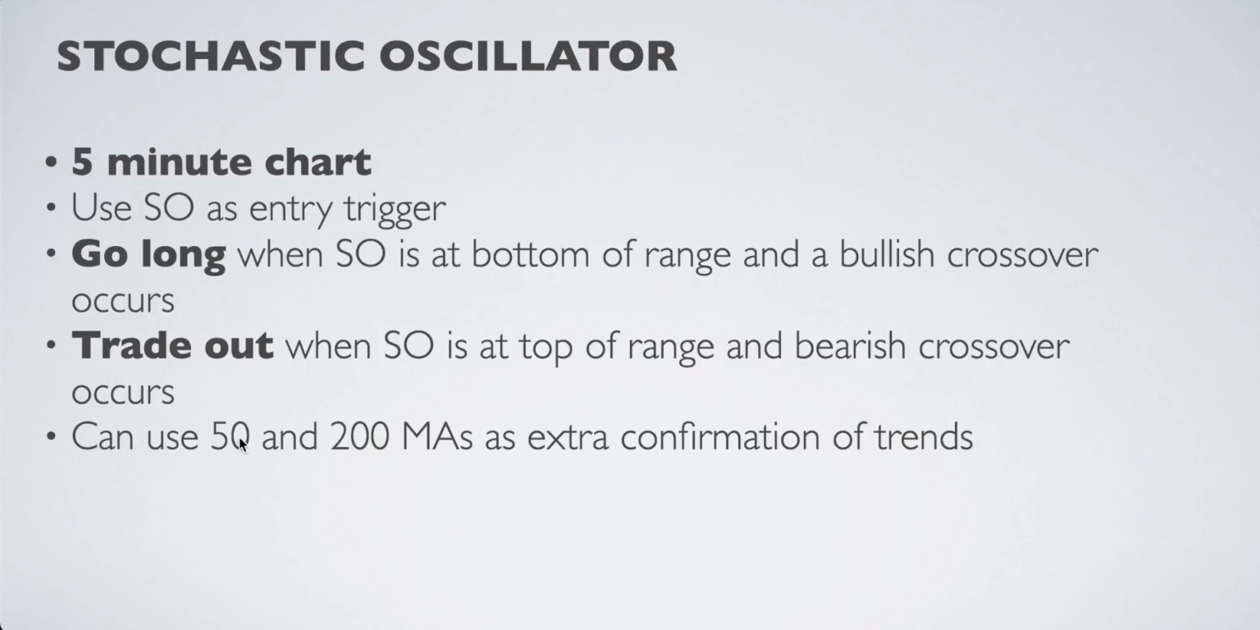and you can use both the 50 and 200 period moving averages as extra confirmation and some extra information that we need. For example, if the price is above the 50 period, it's telling us that the short-term trend is bullish, and so that may be good for us to go long and try and ride that trend.